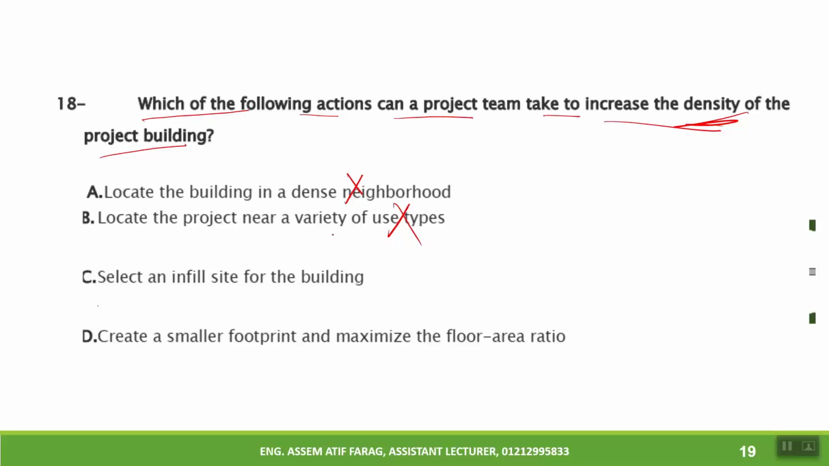For option C, select an infill site for the building. This can help with selecting high priority sites, but does not help with increasing the density of the project building. For the last option, create a smaller footprint and maximize the floor area ratio. Density is a measure of the total building floor area or dwelling units on a parcel of land relative to the buildable land of the parcel. So by using a smaller footprint and maximizing the floor area ratio, this will be the best option to increase the density of the project building, and the best option will be option D.